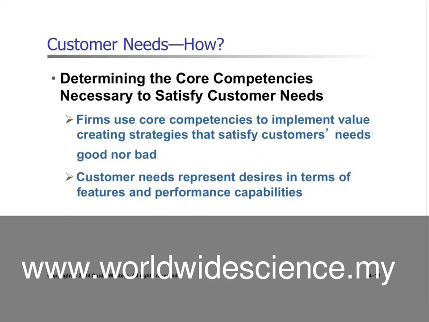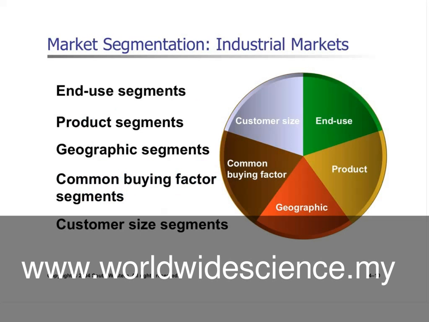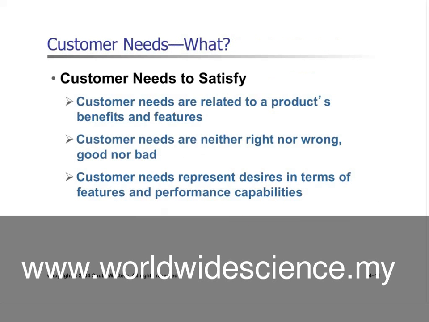We did talk about the segmentation of the market. Now we are going to talk about customer needs to satisfy. So in order for us to understand how we are going to satisfy the needs of the customers, we need to know that the needs of the customers are always related to the products, benefits, and features. So that's very important. When we are talking about a product, understanding the differences of features and benefits is very important.